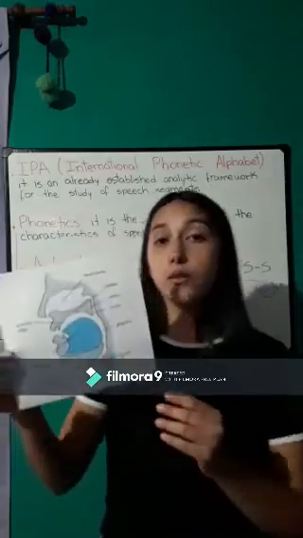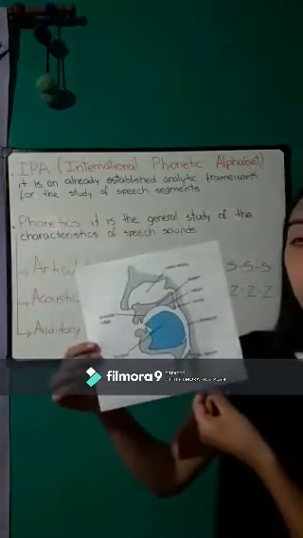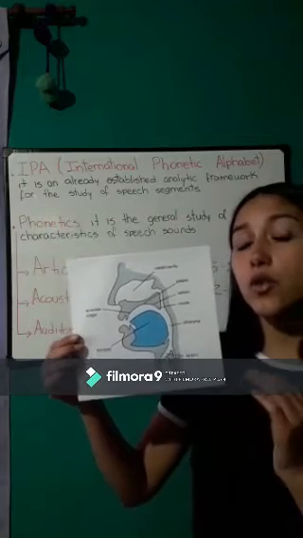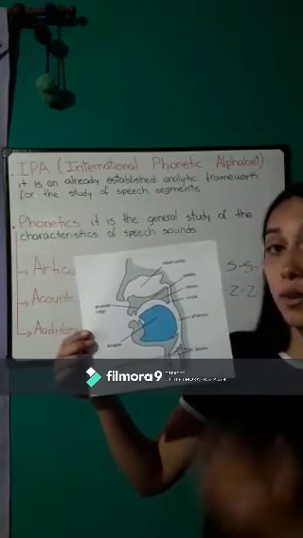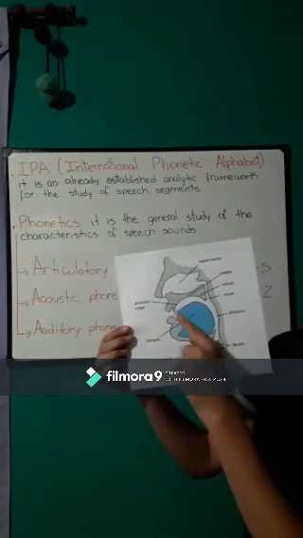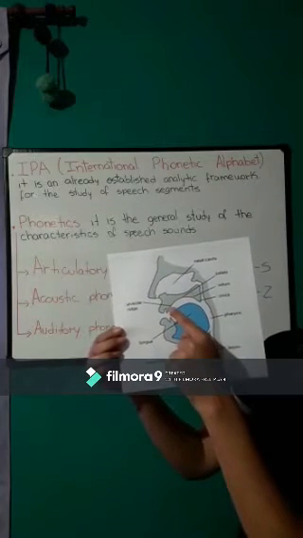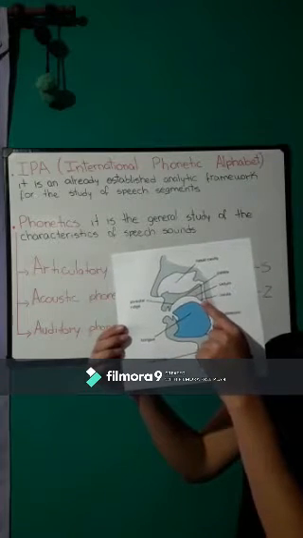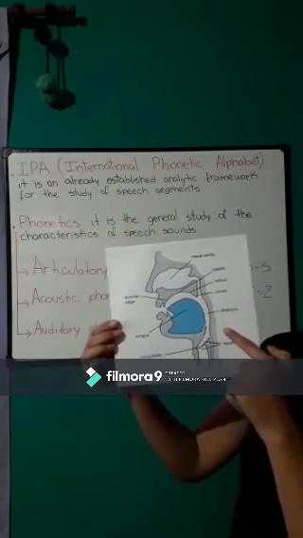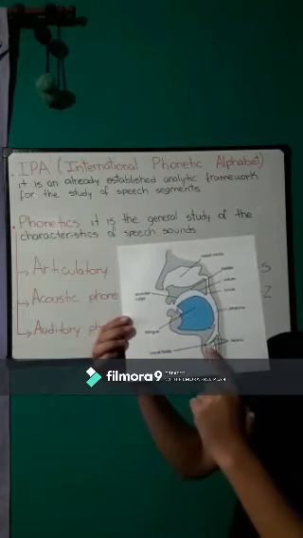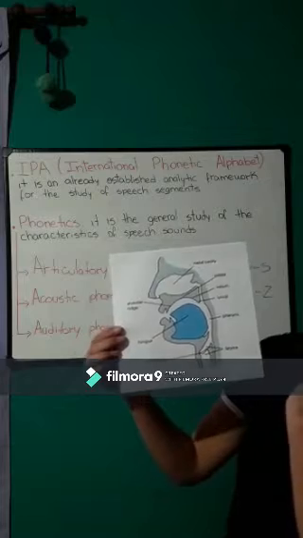In this figure, we can identify the parts of the oral cavity that are crucially involved in speech production, such as the lips, the teeth, the alveolar ridge, the palate, the velum, the uvula, the pharynx, the larynx, inside the larynx the vocal folds, and the tongue.